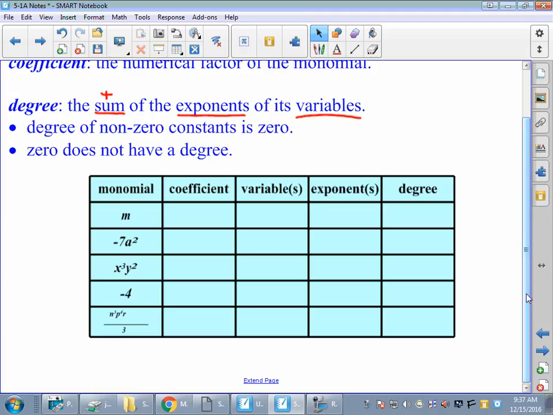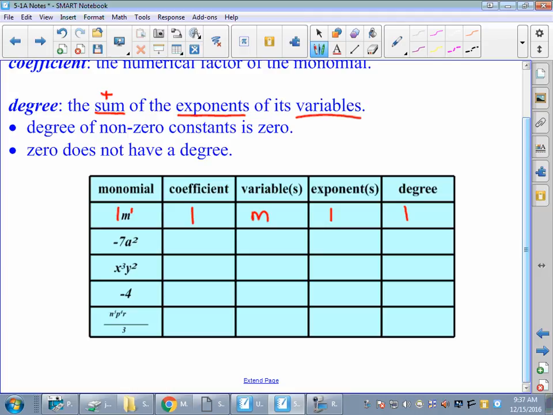So we're going to quickly go through this table, fill it in, talking about those terms, what the variables are, what the coefficient part is, what the monomial is, what the exponents are that we're adding to get the degree. So the first monomial is m. It's really a 1m to the first. So don't forget that when there's not a number out in front, it's implied that it's a positive 1. And if there's no exponent, it's implied that it's a 1. So my coefficient of m is 1. It's the numeric part of the monomial. My variable is just m. The exponent is 1. And so my degree is 1. There were no exponents to add, so you just take the exponent of m. So m has a degree of 1. It's to the first degree.